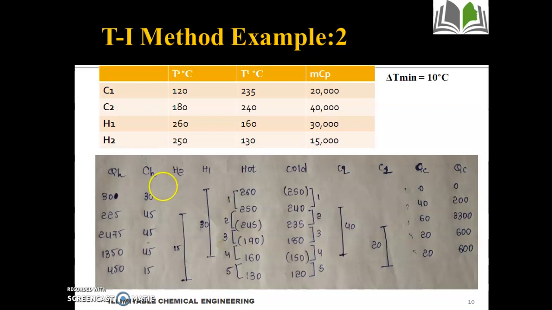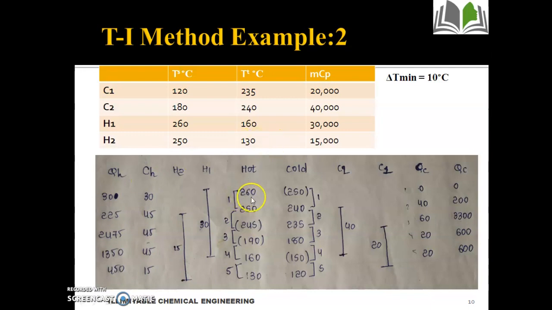In the first interval only the first stream is present, so it has a specific heat of only 30. In the second, third and fourth intervals, both streams H1 and H2 are present, so it is 30 plus 15, 45. And for the last interval only the H2 stream is present, so it has a specific heat of 15. So how can you calculate the QH? From delta T into CH into delta T.